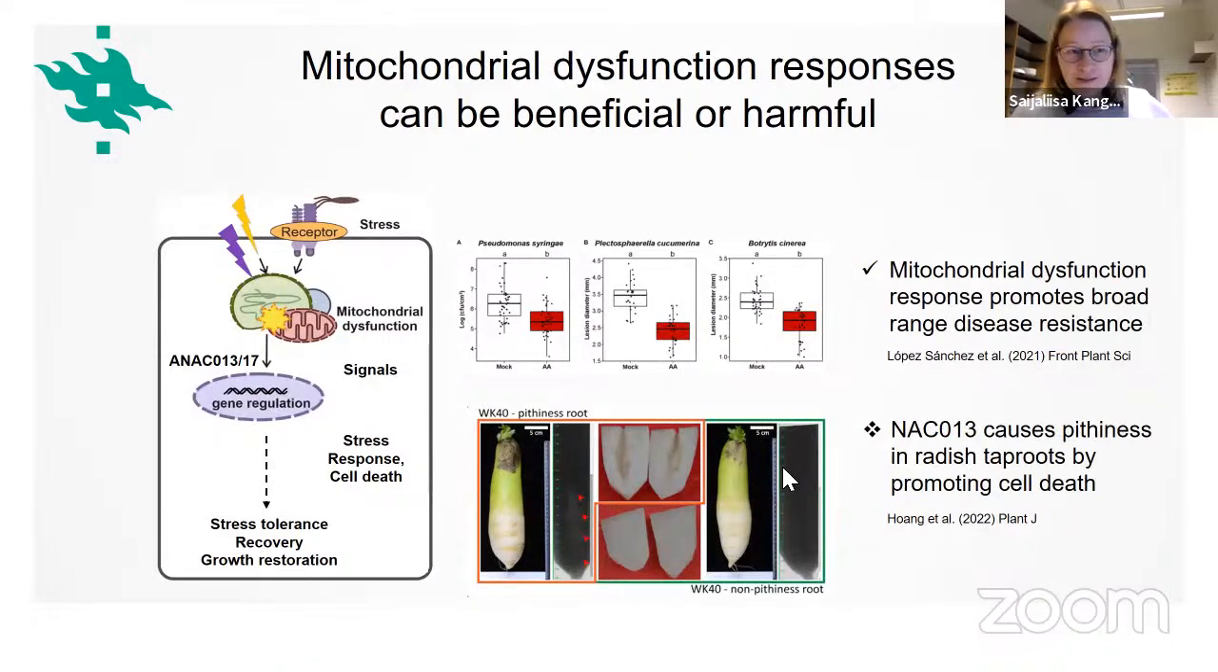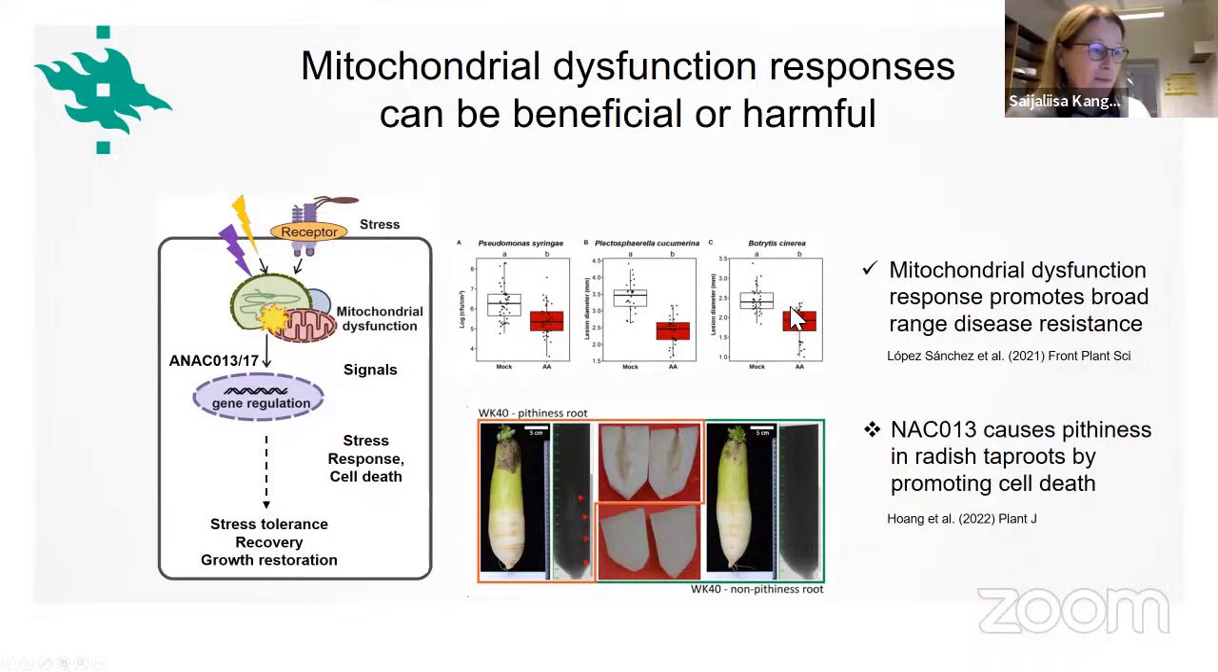So when we talk about mitochondrial dysfunction, it can be seen as both beneficial and harmful. On one hand, activation of this kind of stress signaling can lead to an acclimated, defense-active state of the plant that can protect the plant from further environmental stresses. So it can induce this kind of cross tolerance, which is one phenomenon that's quite typical to plants.